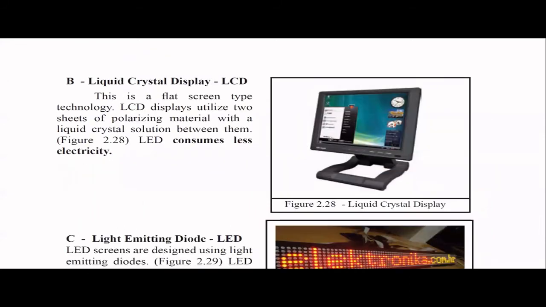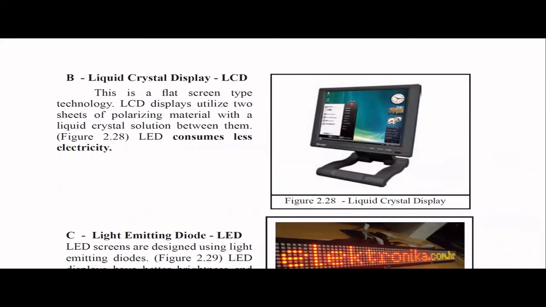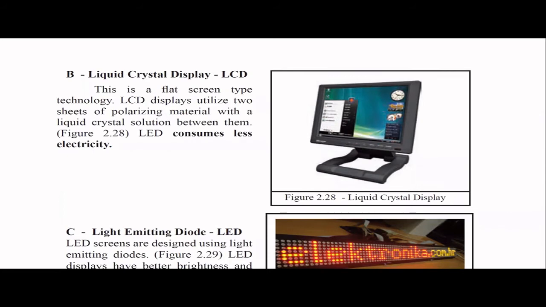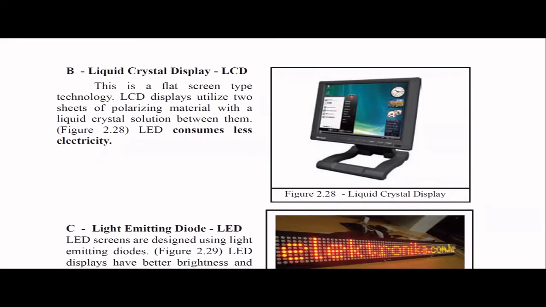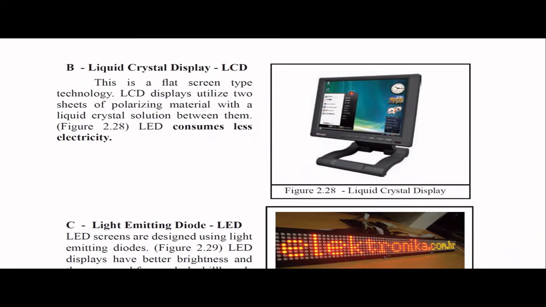So then we have LCD, liquid crystal display. This is the flat kind of screen. In your houses, mostly you will have these LCD and LED screens, and these are good for the eye also when you're using them. These are very portable versions and consume very less electricity, right?